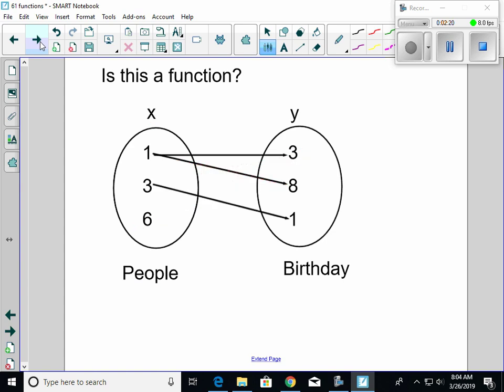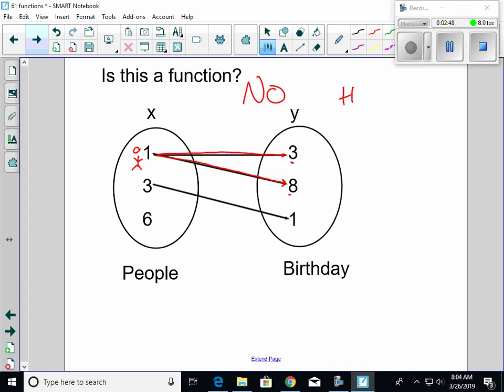Okay, let's compare it to this one. So here, person 1 goes to 3 and 8. They have 2 different birthdays. Could they be born on the 3rd and the 8th? No. One person can't be born on 2 different days. Okay, so this one is not a function because the 1 has 2 different y values.